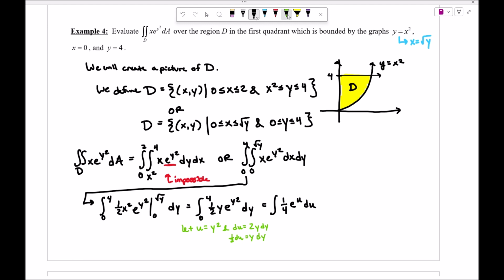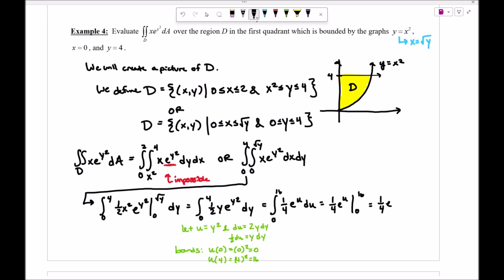Don't forget, though, that when you're doing a substitution, we always need to change our bounds. In this case, my lower bound where y was 0 is still just going to be a lower bound of 0. And my other bound of 4 is going to turn into 4 squared, which would be 16. So I should have new bounds of 0 and 16. And then I can easily integrate this. This is just going to be 1/4 e^u, and I evaluate that from 0 to 16.